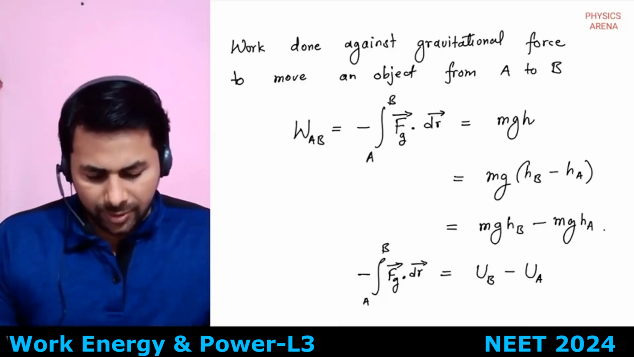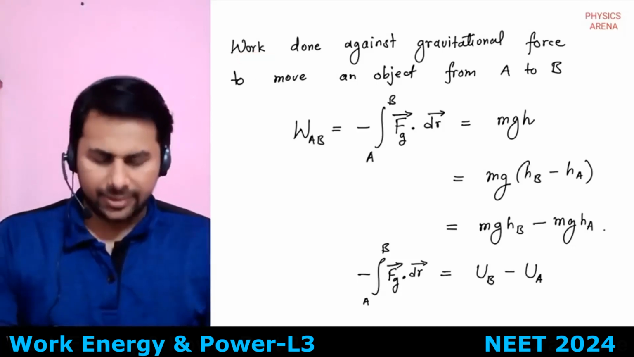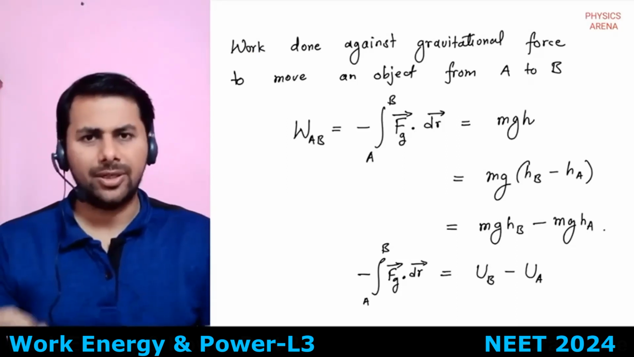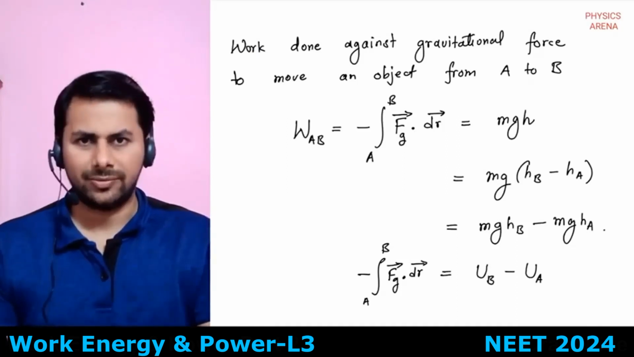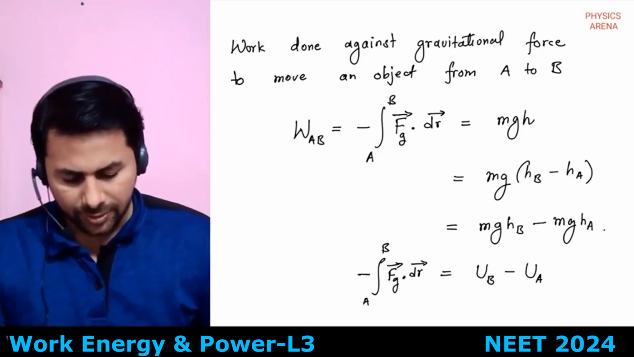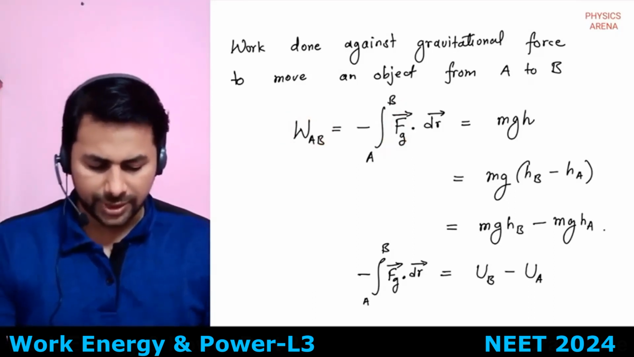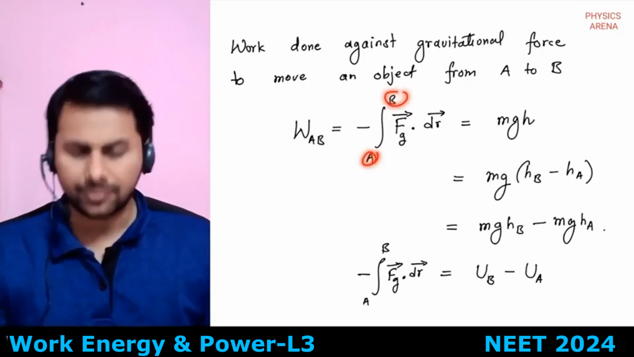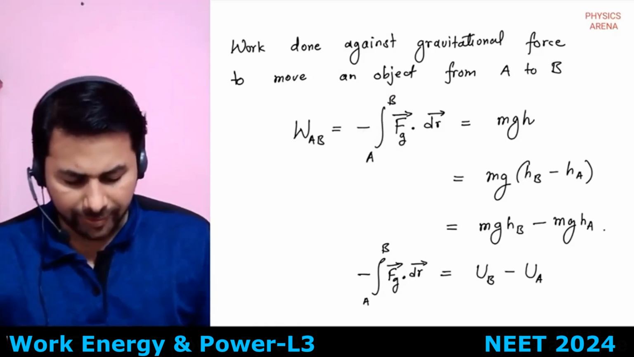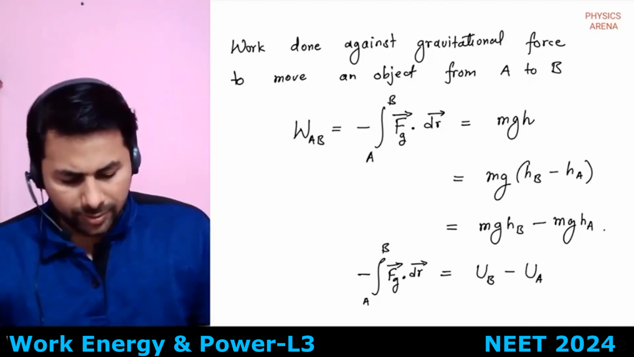Right. So now, if the work done does not depend on the path followed, that means it only depends on the initial position and the final position. So you have work done against the gravitational force, let's suppose, from point A to B. It does not depend on the path, right? So you have work done against this force. That's why this is the negative sign.